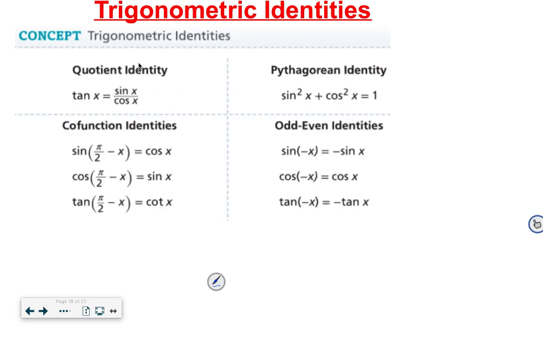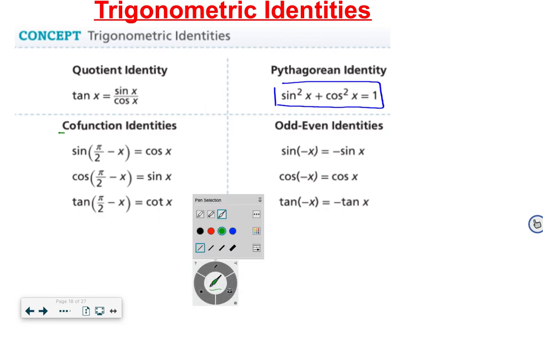Today we are going to learn trigonometric identities. This topic is one of the most important topics in trigonometry, ladies and gentlemen. So there are some identities you need to know. First, the quotient identity. We know that tangent x is going to be written as sine x over cosine x. Pythagorean identity. By using the unit circle, we can prove sine squared x plus cosine squared x is equal to 1.